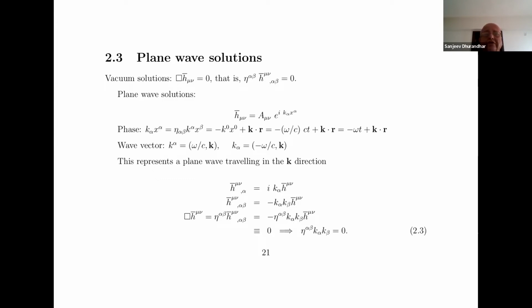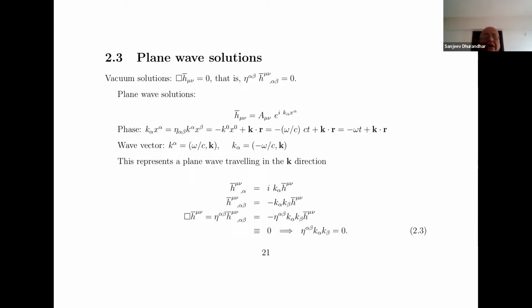That is what the box is, because eta alpha beta has minus 1, plus 1, plus 1, plus 1. So it is minus 1 over c square d square by dt square plus del square. That's the operator, eta alpha beta and something comma alpha beta. So this is the wave equation, and the plane wave solutions to this are the following: you can write h bar mu nu equal to A mu nu e to the i k alpha x alpha. Here A mu nu are constants, and k alpha is the wave vector. And x alpha are simply the coordinates. So it is just the usual thing.